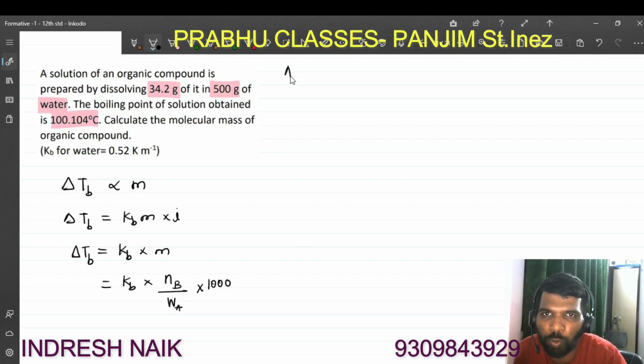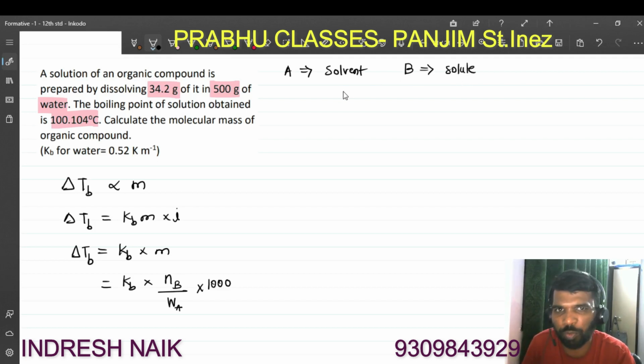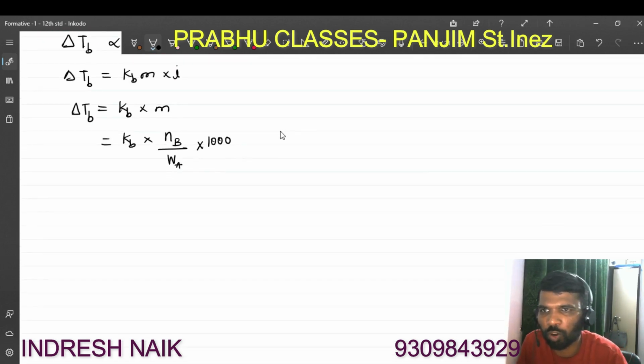So what is A over here? We have assumed that A is a solvent and B is a solute. Always use this convention. B comes later, we put the solute later. That is how you can understand. And we'll write this formula. You can directly remember the formula of the elevation in the boiling point, not an issue. You can directly use that.